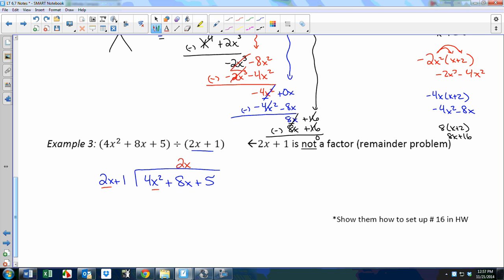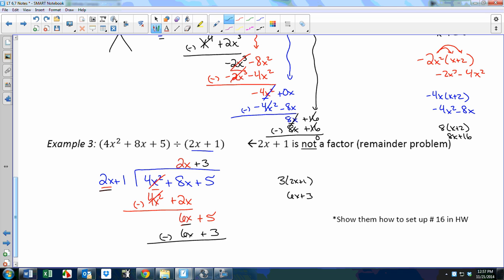What's 2x times 2x plus 1? 4x squared, and then 2x times the 1 plus 2x, and then subtract. Cancels. So what would you multiply 2x by to get 6x? 3. So plus 3 goes in the ones, if you will, the first place value. 3 times 2x plus 1. 6x plus 3. And what's your remainder? Remainder is 2.